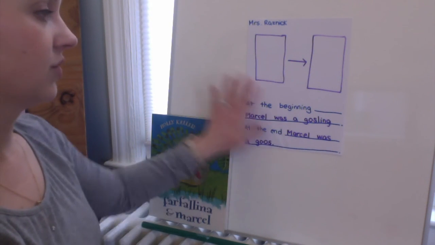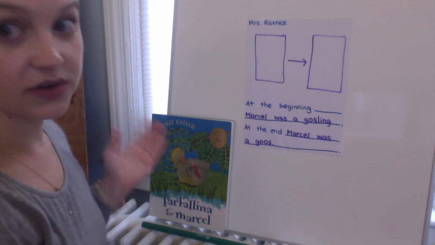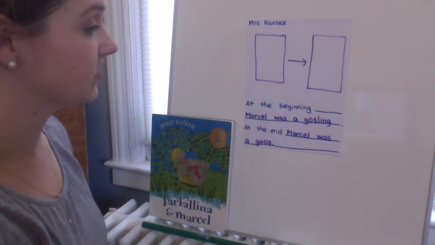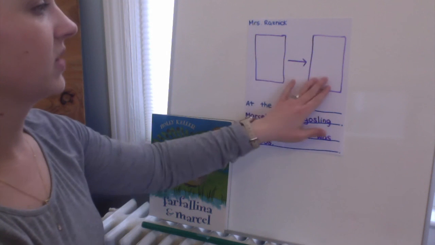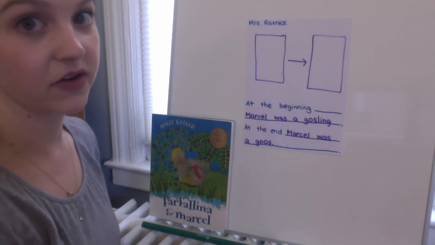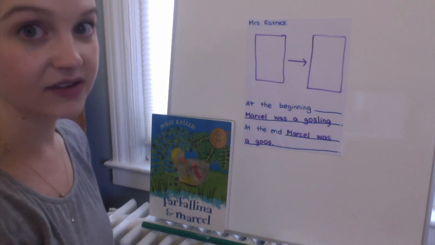You can choose to write about Marcel if you want, or you can choose to write about Farfallina. It's your choice. But in your picture, try to show how the character changed from the beginning to the end.